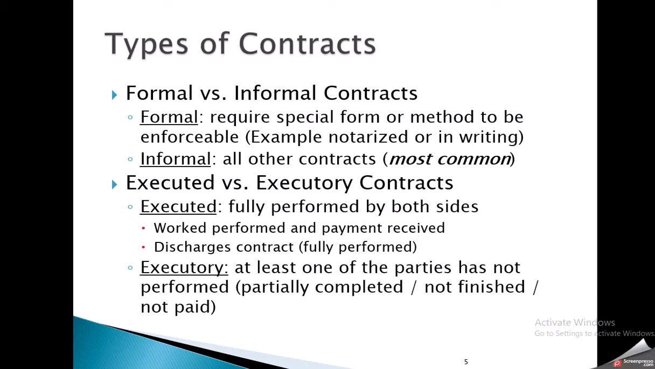There's formal versus informal. A formal contract requires it to be in a special form, like it has to be notarized, or it has to be in writing. And it maybe has a certain seal or things like that. There are different things that require those types of formalities. Informal contracts are by far the most common, and those can be verbal contracts. They could be in writing, but not notarized or with any special seal or mark. Just like a guy who gives you a quote to fix your roof would be an informal contract.